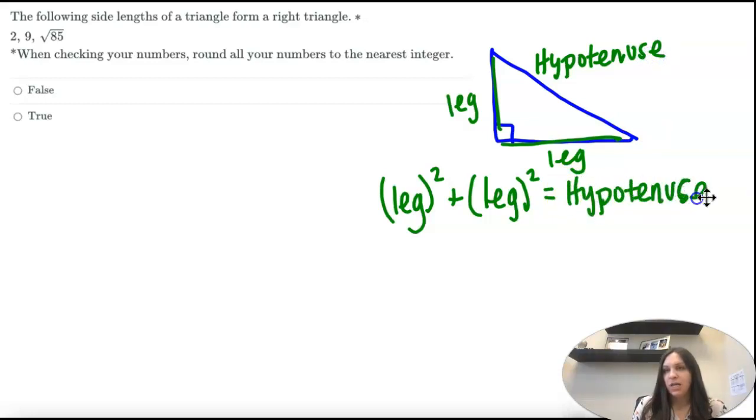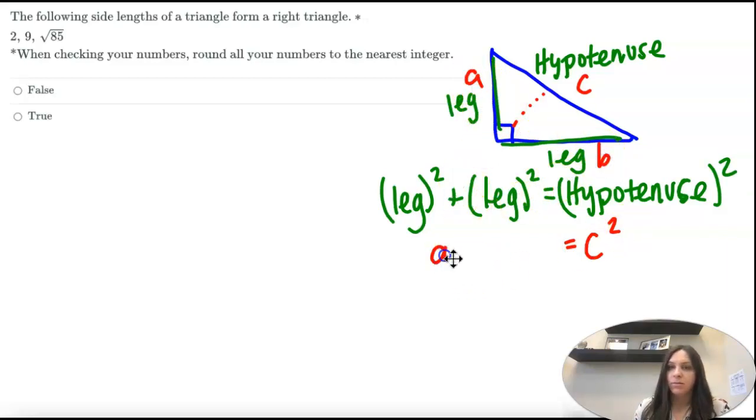So instead of writing that out over and over, leg, hypotenuse, hypotenuse, we always call the hypotenuse C. And then the legs, it doesn't matter because we're adding. One is A, one is B. And that is the Pythagorean theorem. So if this is true, then it's a right triangle. If it's false, it's not.